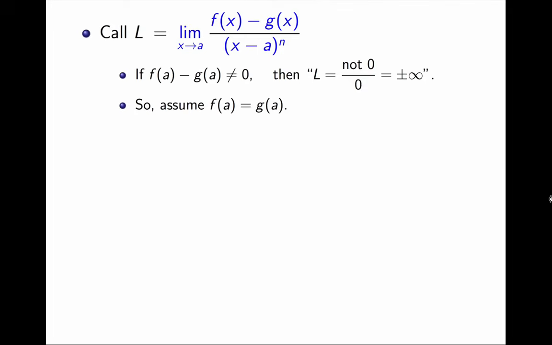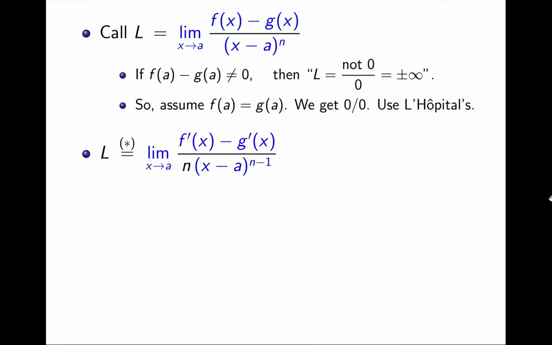In that case, I get 0 over 0, an indeterminate form, and I can try to use L'Hopital's rule. After using L'Hopital's rule, L becomes the limit as x approaches a of f prime of x minus g prime of x over n times x minus a to the n minus 1. I put an asterisk over the equal sign because this is only if the use of L'Hopital's rule ends up being justified, if this limit ends up being a number or infinity or minus infinity. Otherwise, the use of L'Hopital's rule was not legal, I could not do this, and I know nothing about the original limit. Fortunately, that won't happen, as I will explain later.